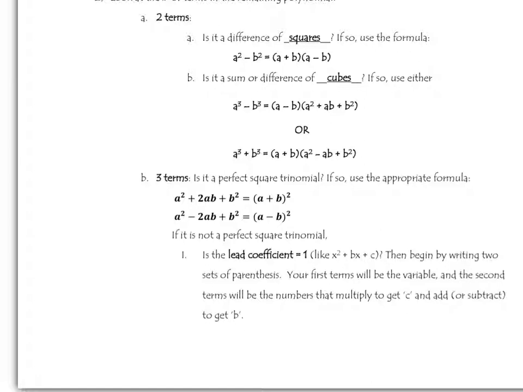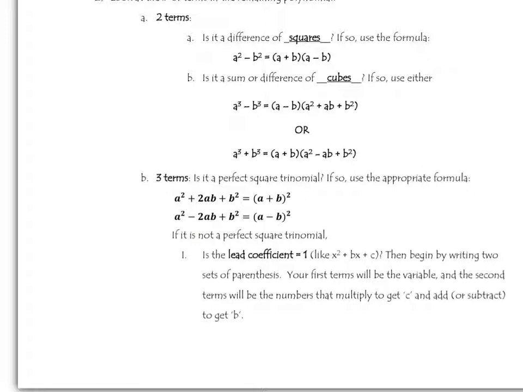If you have a perfect square trinomial, first of all, it has three terms, and the first and the last are perfect squares. Then you have to look at the roots of them, a and b, and ask yourself, is the middle term 2 times a times b? If it is, you can ignore the middle term and simply write the sum of the roots, all of that squared. If it's a squared minus 2ab plus b squared, then it's the difference of the roots squared.